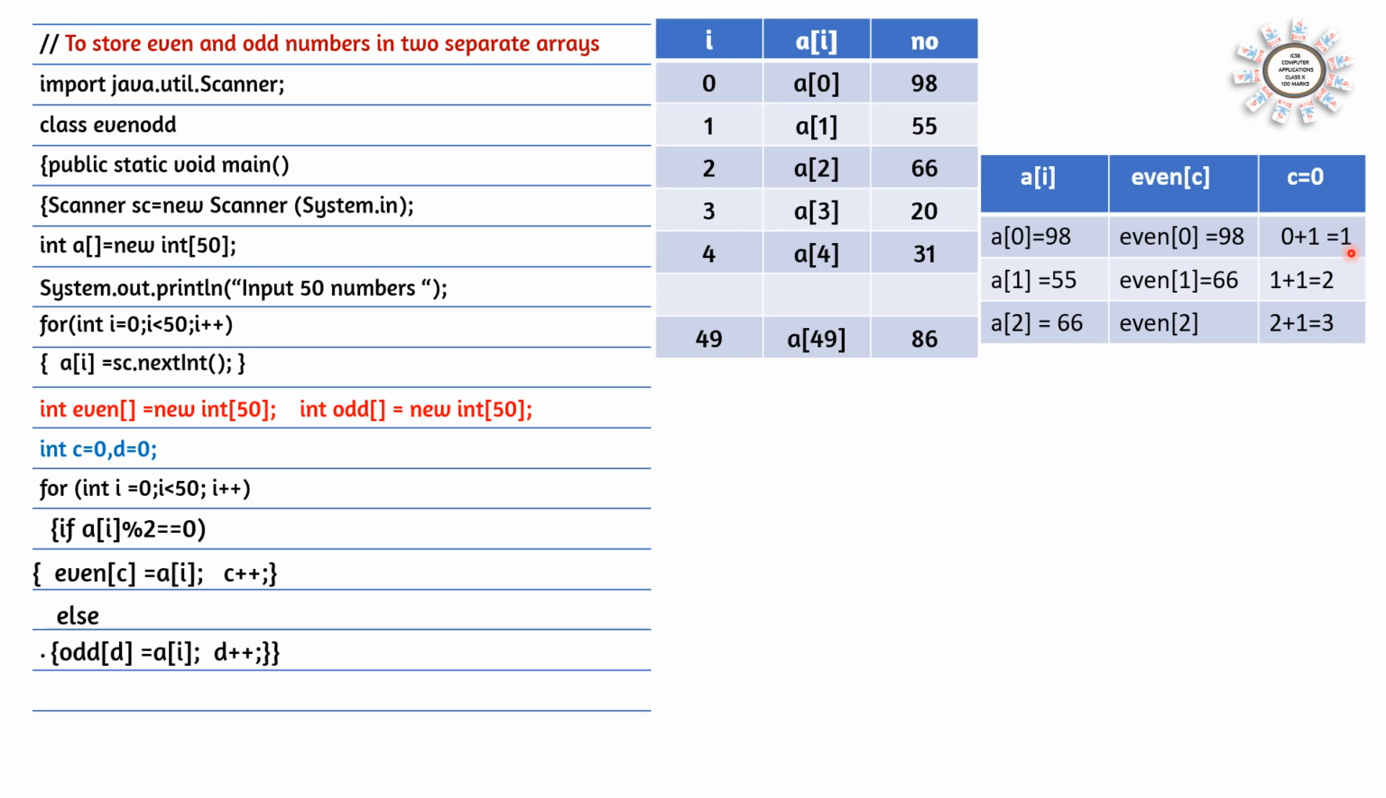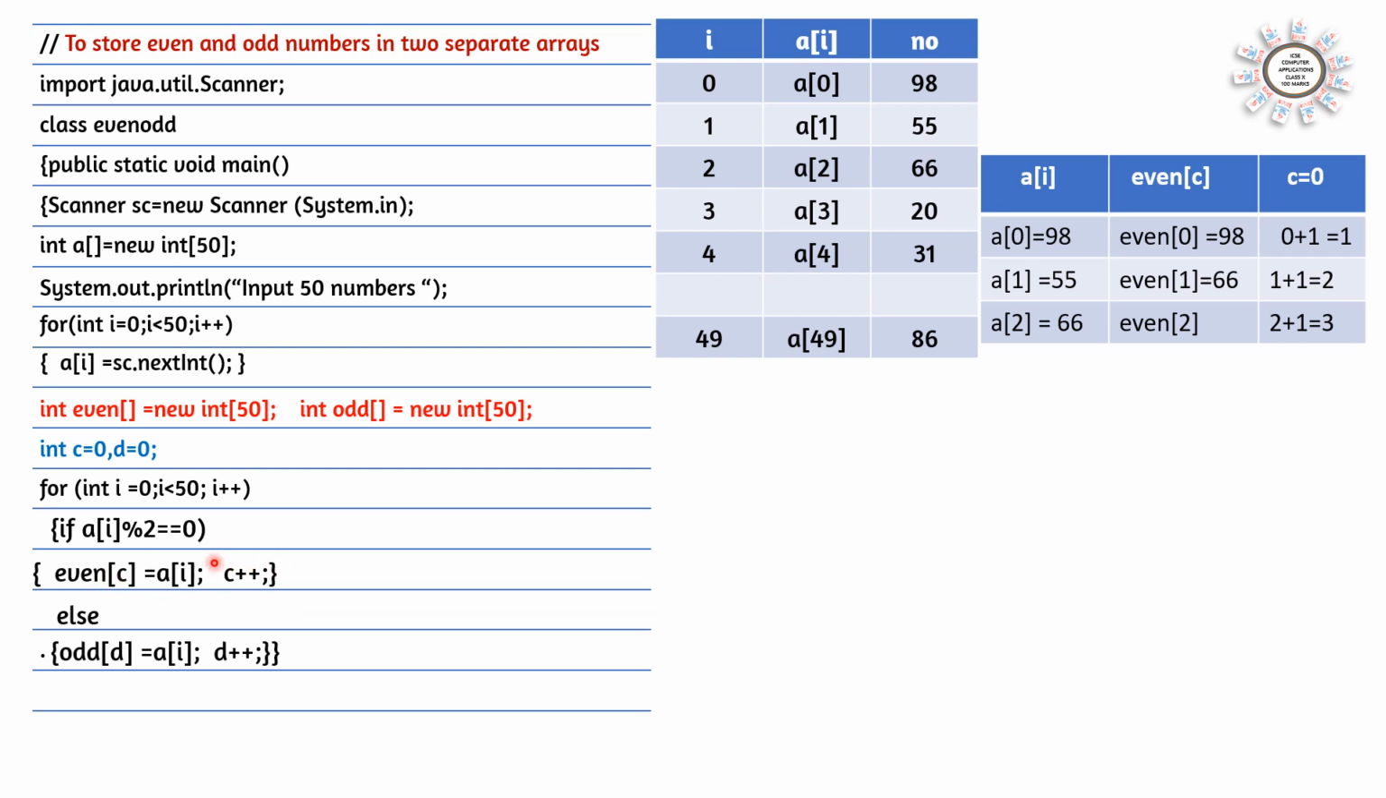Because the next number cannot be stored in the 0 position. The next number has to be stored in position number 1, and the coming number in position number 2, position number 3, like that. So whenever you get an even number, after storing the number in the particular position, the value of C will increase. C is equal to C plus 1.